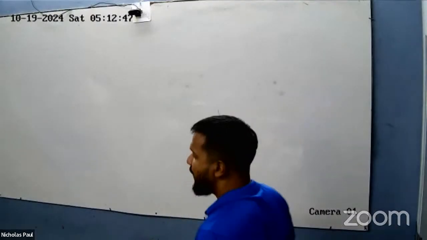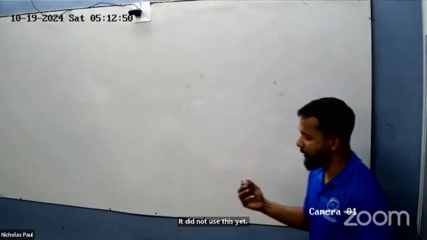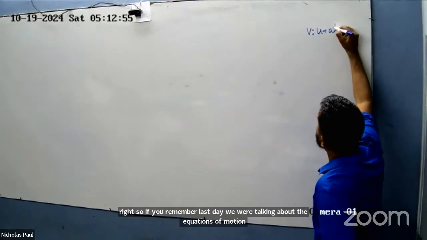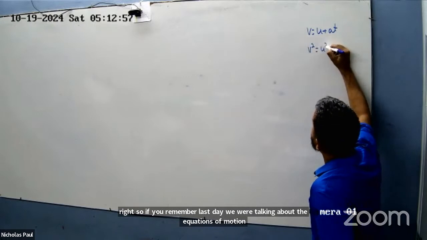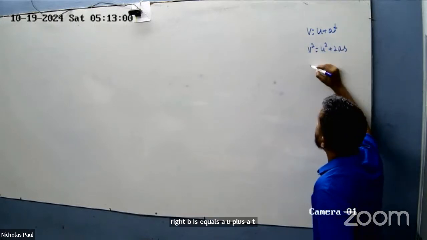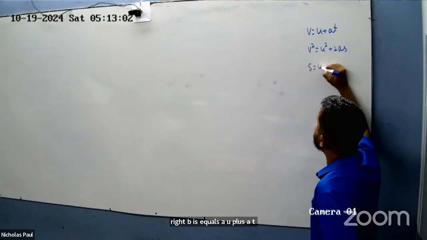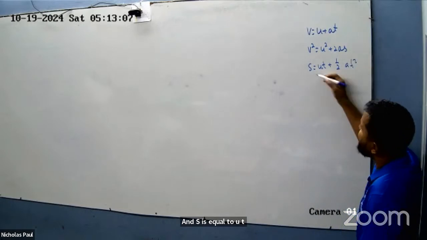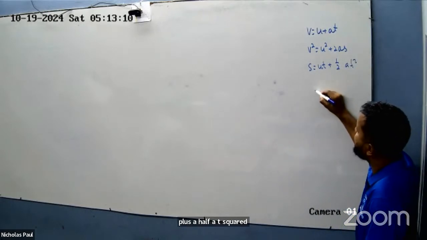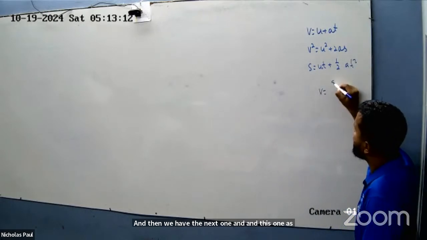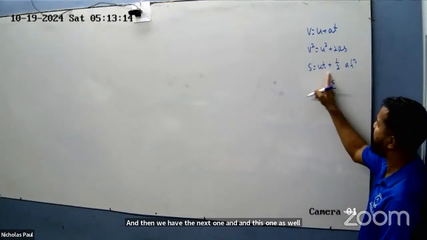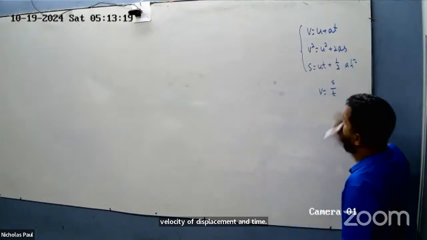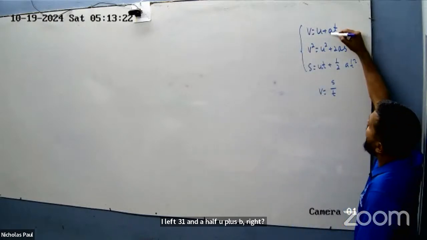All right, so if you remember last day, we were talking about the equations of motion. v = u + at, v squared = u squared + 2as, and s = ut + half at squared. And then we have the next one, velocity is displacement over time. I left only one, s = half (u + v) t. As I told you, these all have acceleration in them.